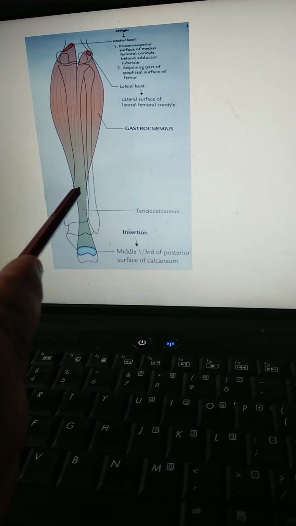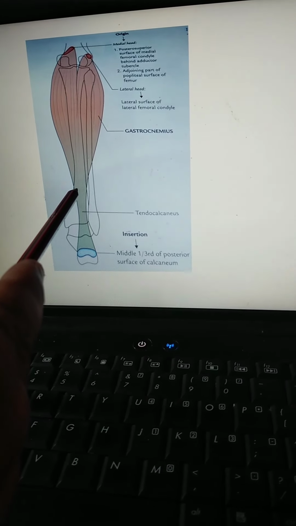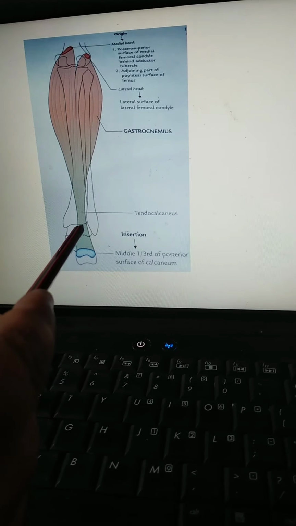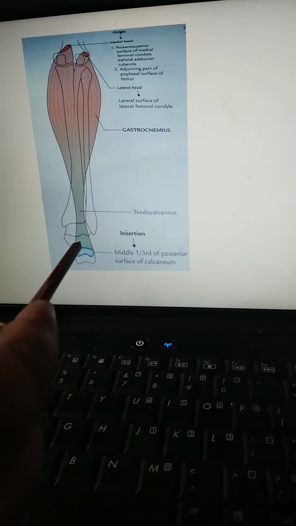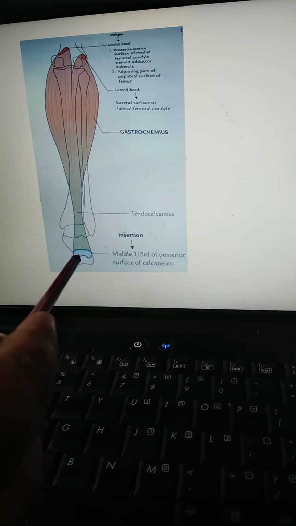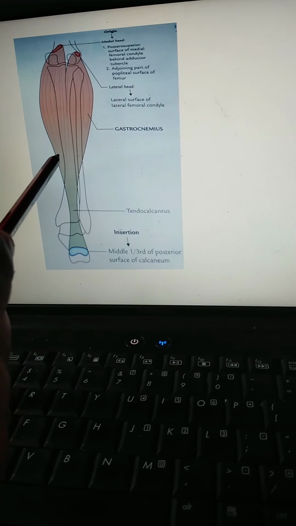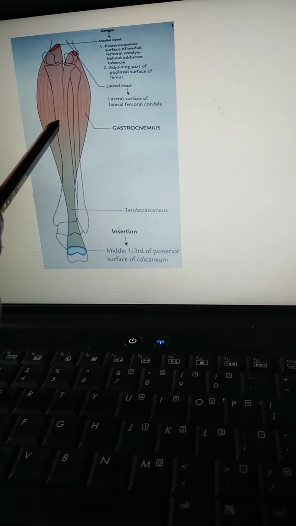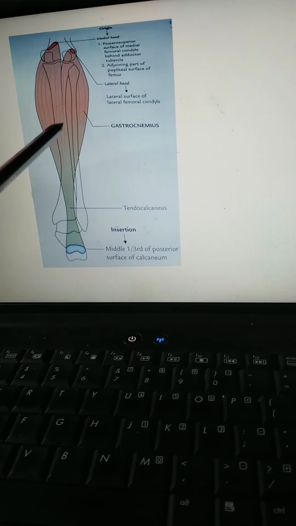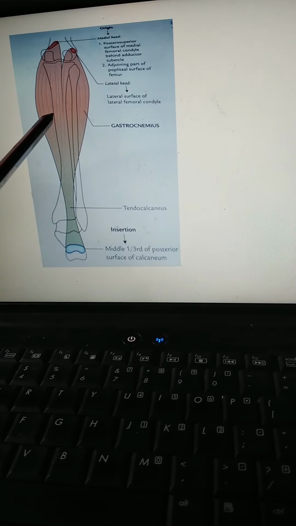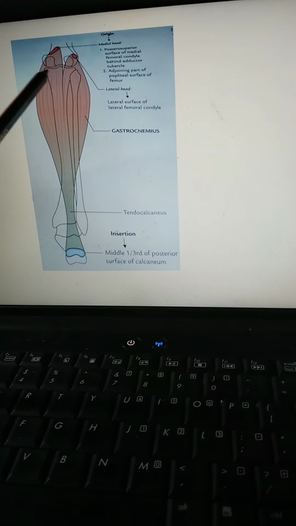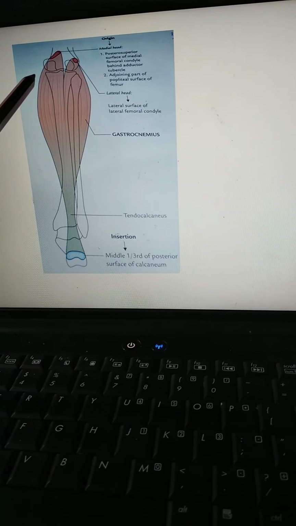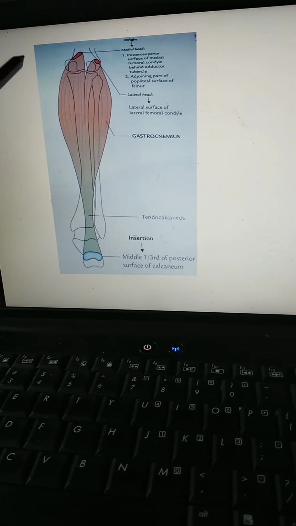which unites with the tendon of the soleus to form a long thick tendon, the tendocalcaneus or Achilles tendon, which is inserted into the middle of the posterior surface of the calcaneum. Both heads of the gastrocnemius are supplied by the tibial nerve in the popliteal fossa. Now, actions of the gastrocnemius: it is the chief plantar flexor of the foot, and it is also a flexor of the knee. It provides rapid movement of the foot during running and jumping.